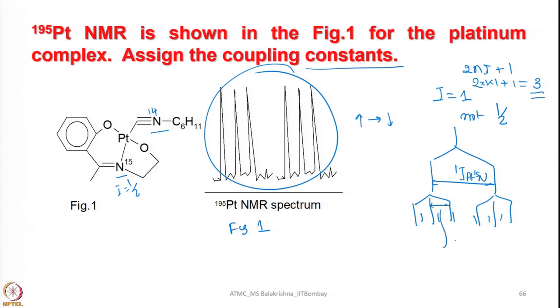Okay, this value is 2J PH, 14 Hz. So that is it. This is how you can interpret the spectrum. Very easy. You have to think a little bit, give it some time, and try to understand what the splitting looks like and what the intensity is. You should be able to do it.